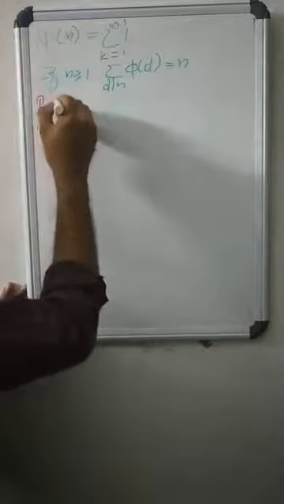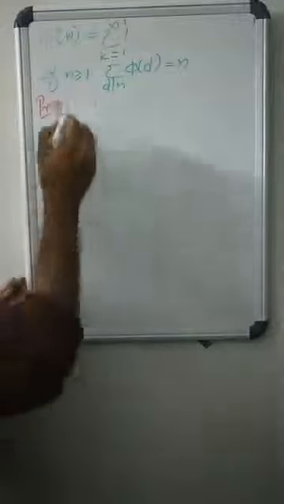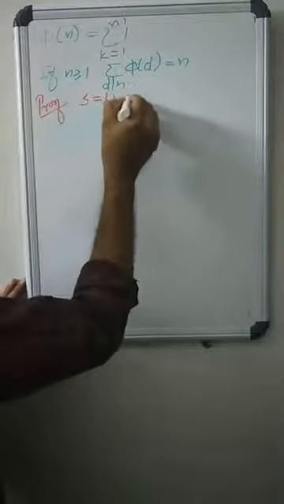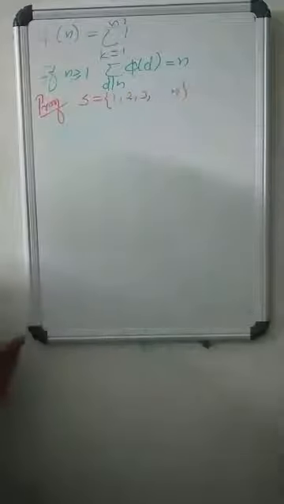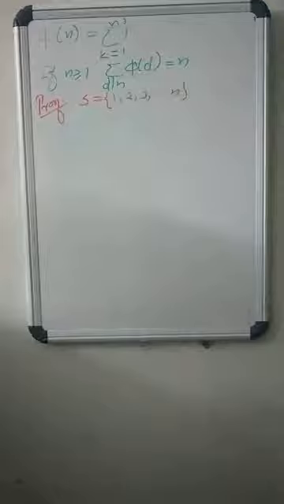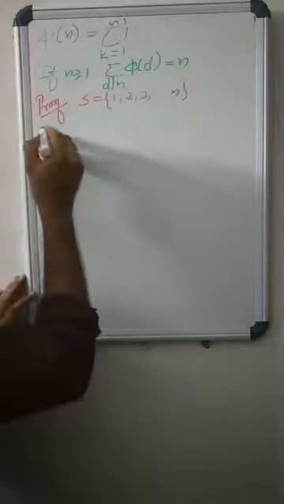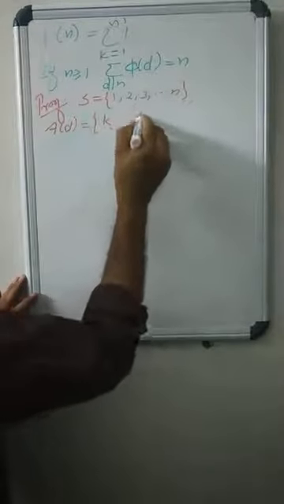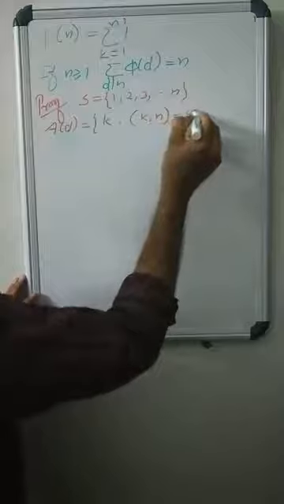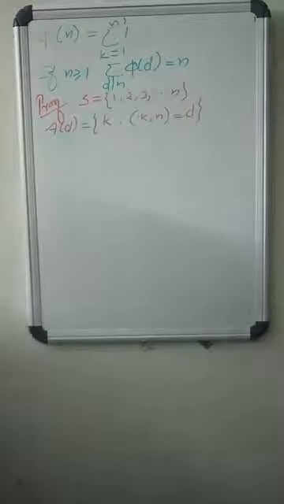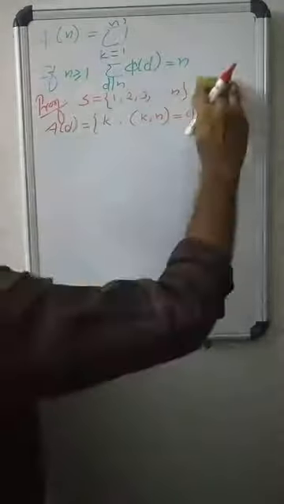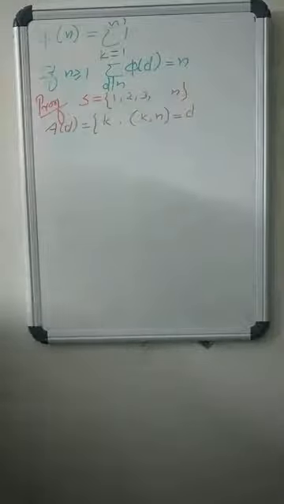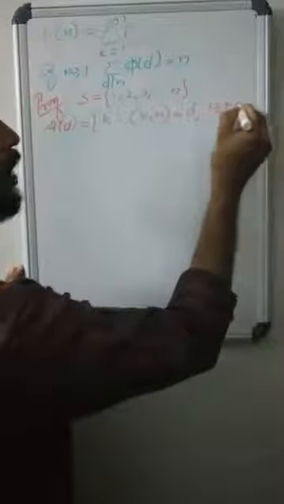So for this proof, we define a set S. Let S equal the set 1, 2, 3, up to n. Then divide this set S into disjoint sets as follows. That is, A of d equals the set of all k such that the GCD of k and n equals d, where 1 is less than or equal to k less than or equal to n.